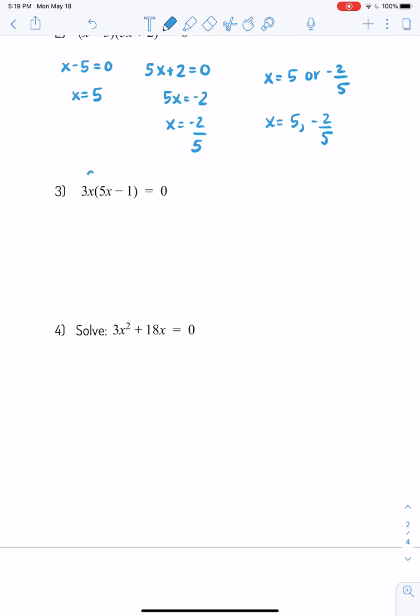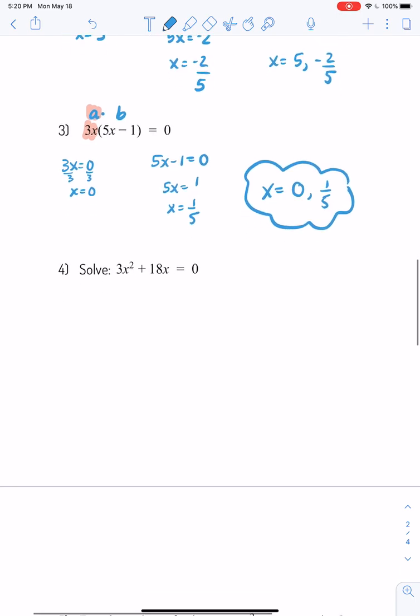Let's do another one. Here we do have a times b. It just looks a little bit different. A is just 3x. So we have what if 3x is equal to 0, or what if 5x minus 1 is equal to 0. Here x is equal to 0, because you're dividing by 3. Here we have 5x is equal to 1, x is equal to 1/5. So again, our solutions are 0 and 1/5.